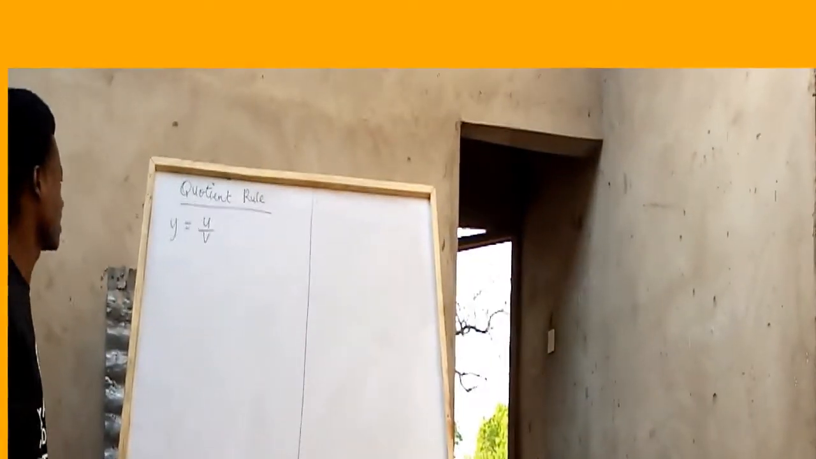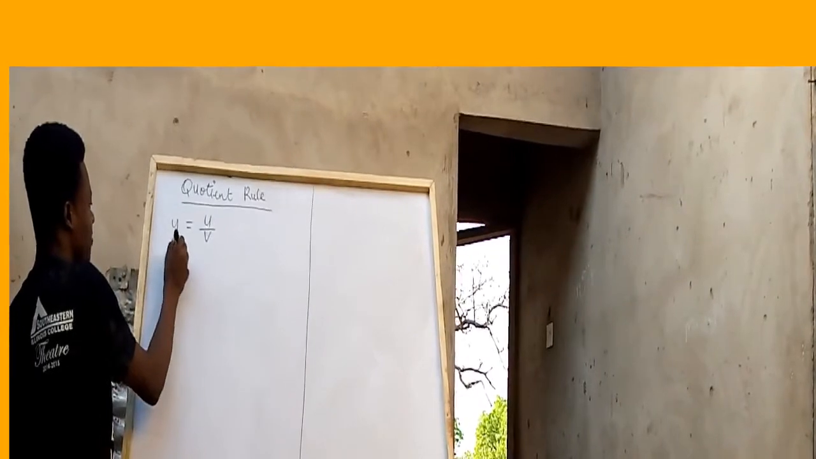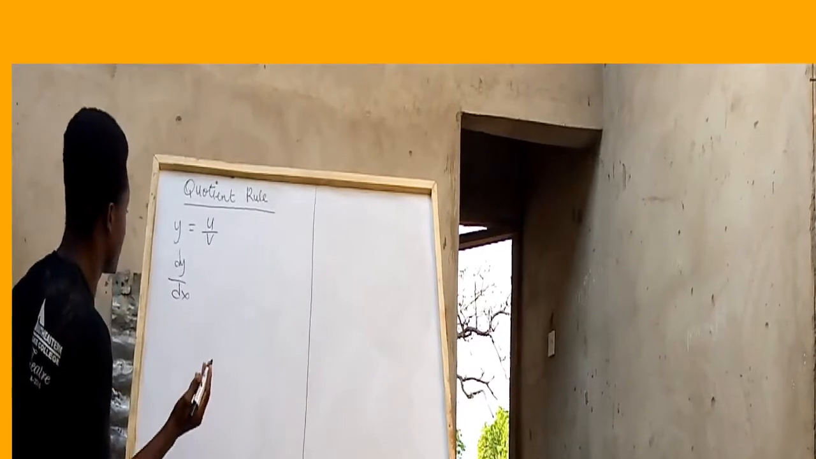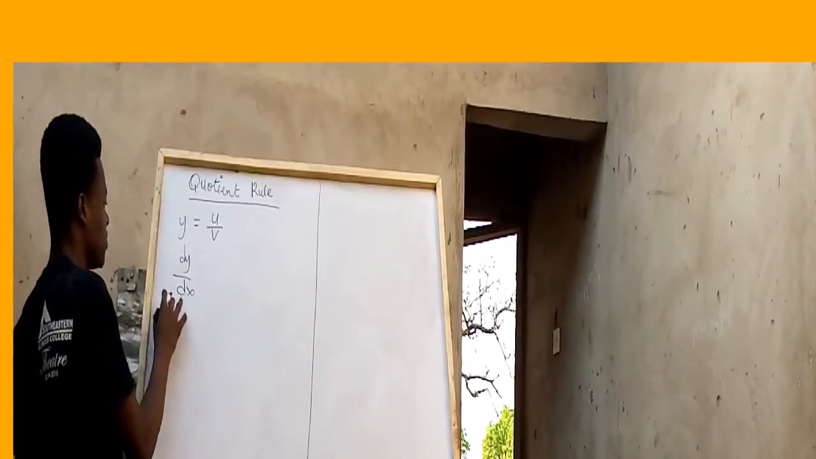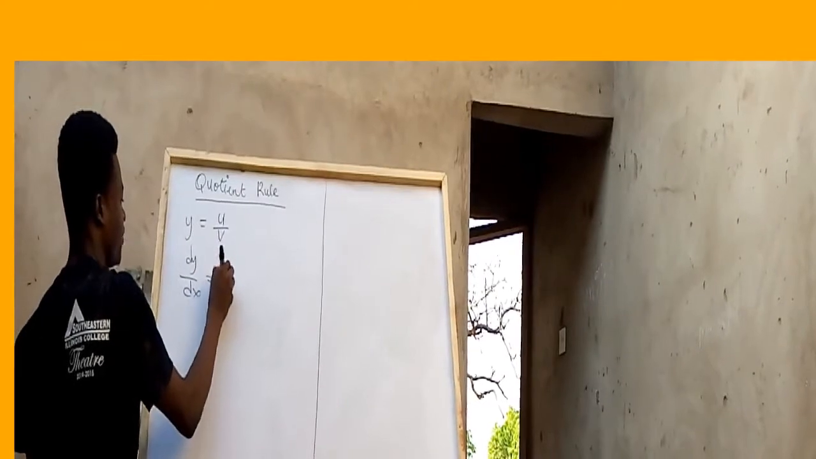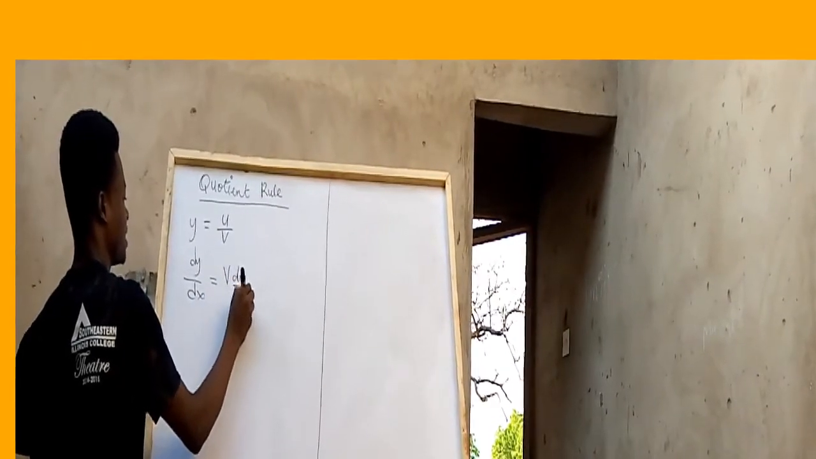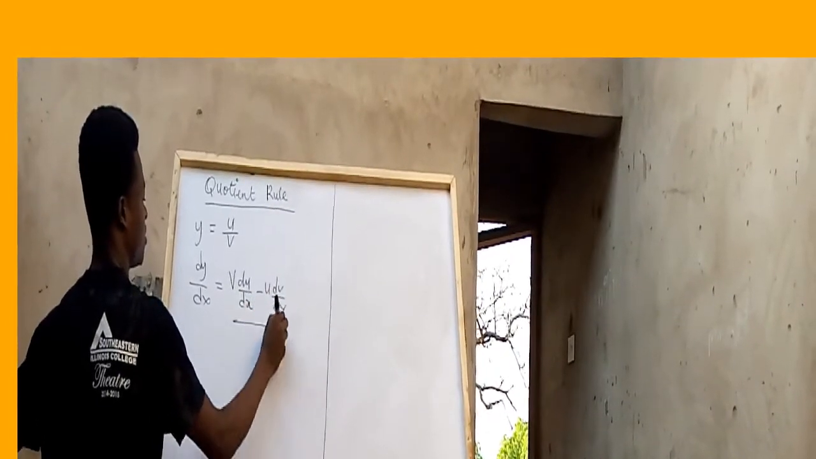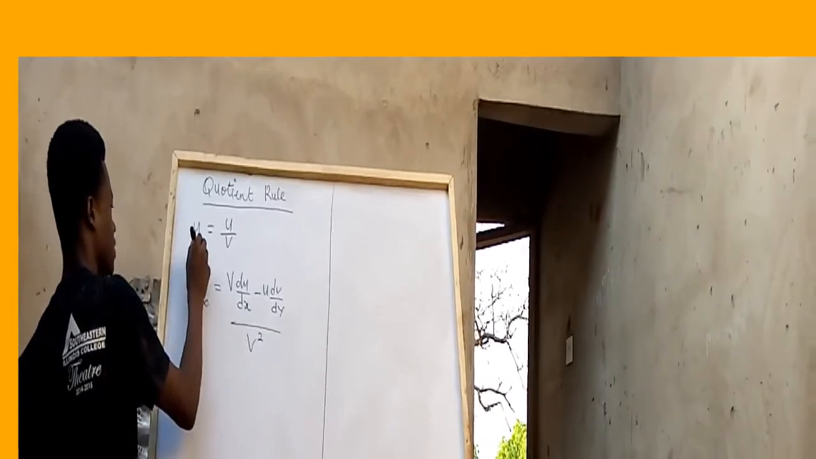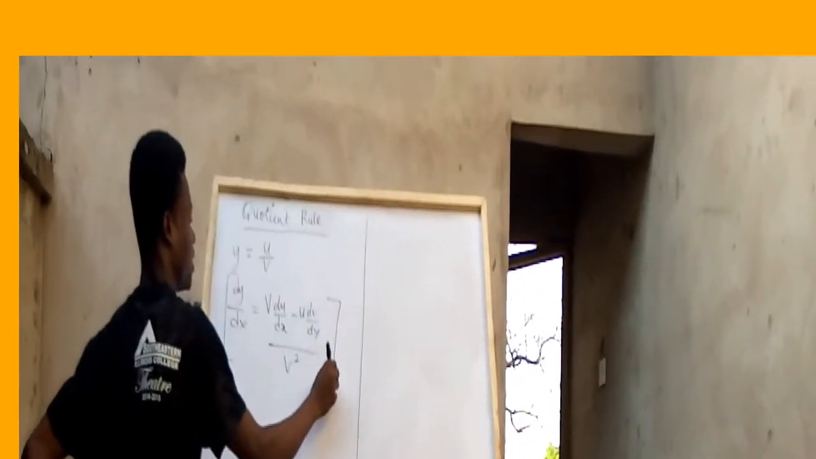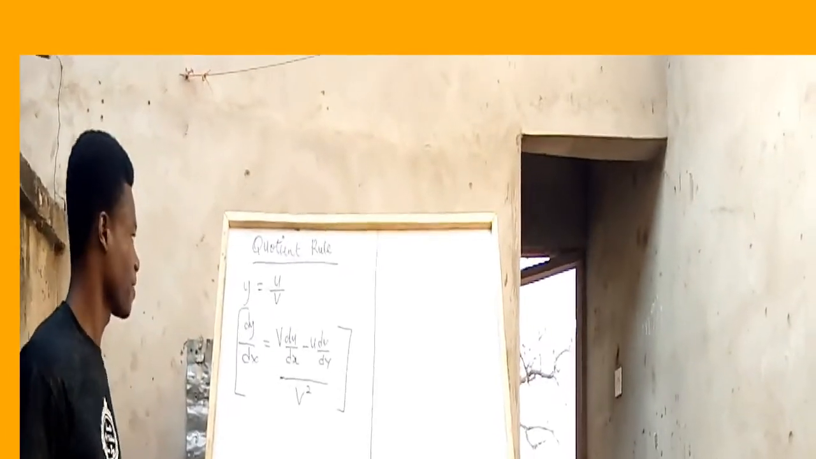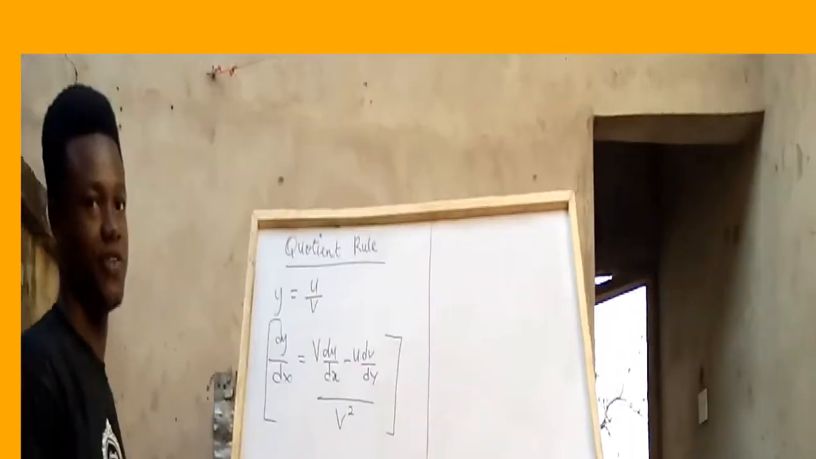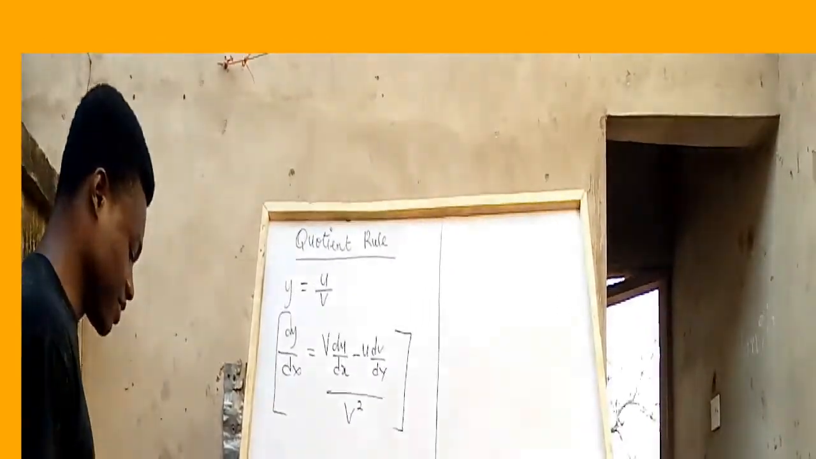In the quotient rule, if I'm asked to find dy/dx of any equation, dy/dx should be equal to v du/dx minus u dv/dx, all over v squared. We call this the quotient rule. So let's take some simple questions and differentiate them so that we know how important the quotient rule is.